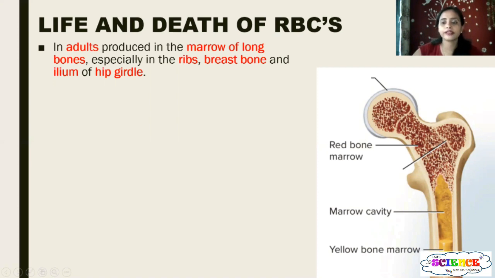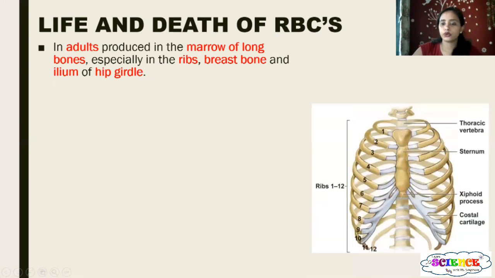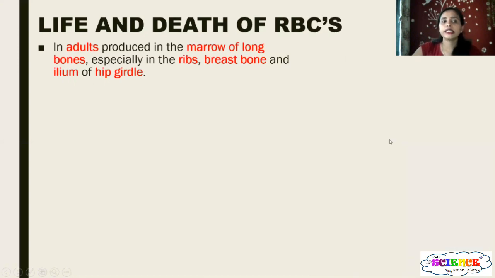So this is the place where RBCs, red blood cells, are produced. In fact, all blood cells are produced here. In adults, it is produced in the marrow of long bones, of ribs and the breastbone. The breastbone is the sternum. Also, it is produced in the ileum of the hip girdle.